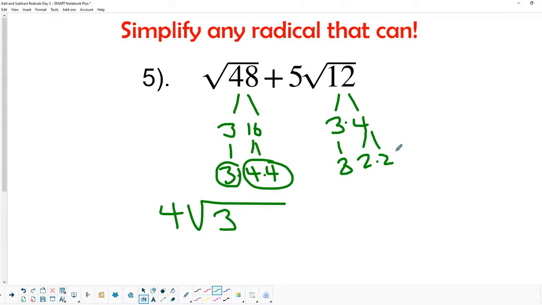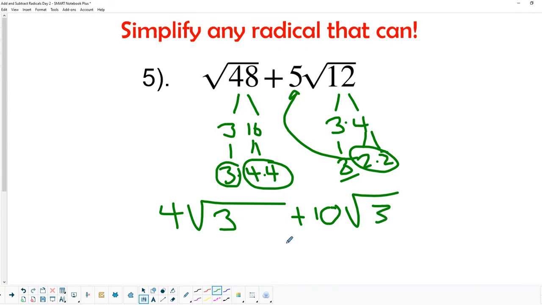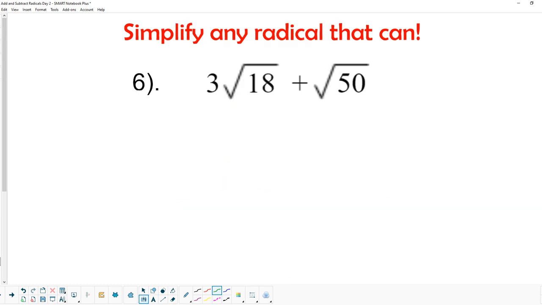So that means we're going to take one of these out front, multiply it by that 5, and end up with plus 10, plus 10, and then our leftover is that 3, square root of 3. Oh, look at that. 4 plus 10, square root of 3 would be 14 times the square root of 3. And that would be our simplified and added radical.